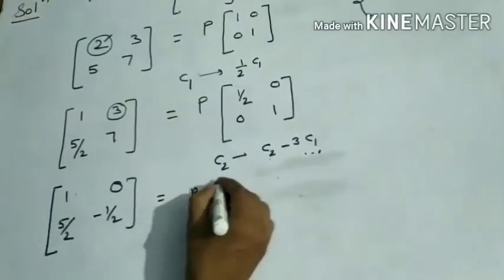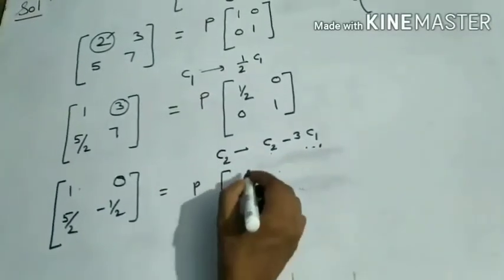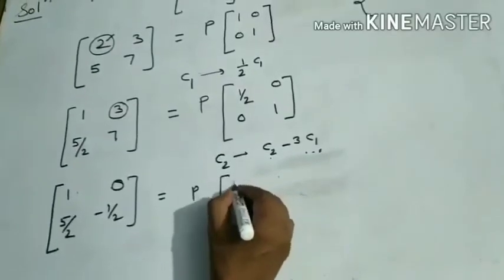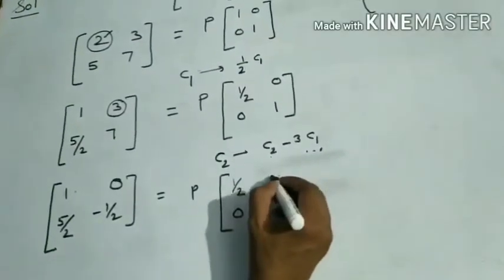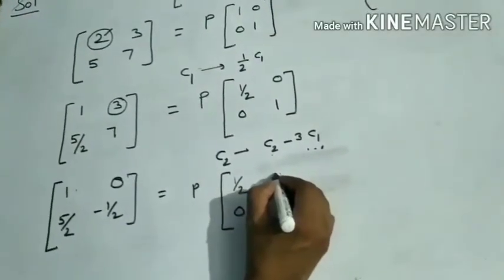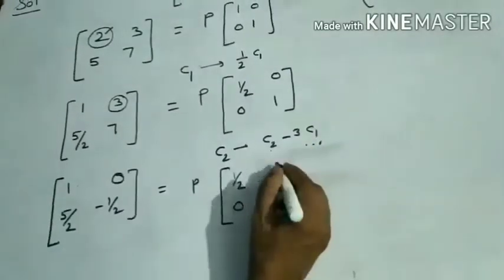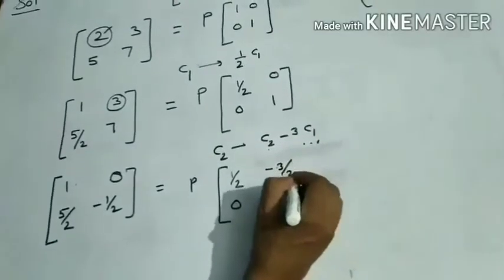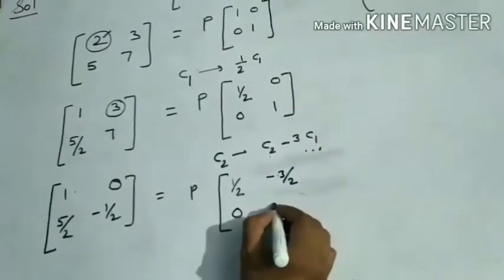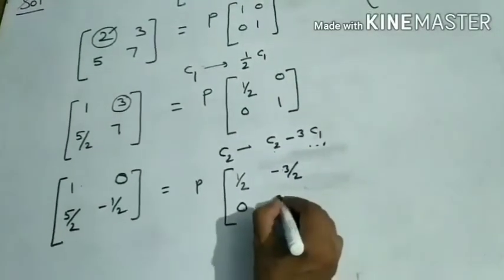This is equal to P. On this side what we will get? This is 1 by 2 and here this is 0, and here we will get C2, 0 minus 3 by 2, means minus 3 by 2, and on this side we will get a 1.